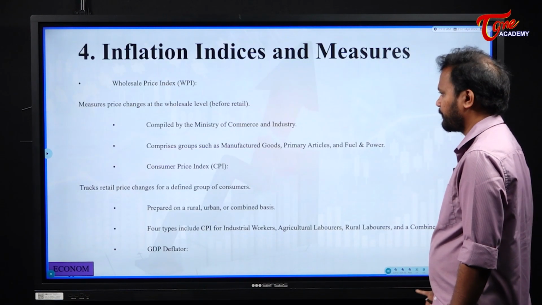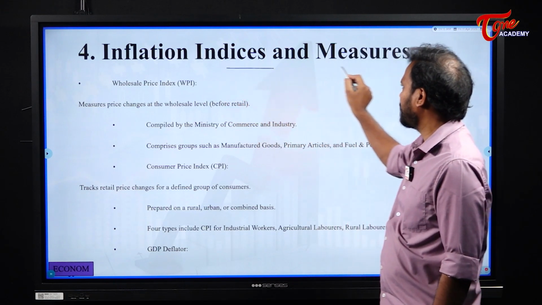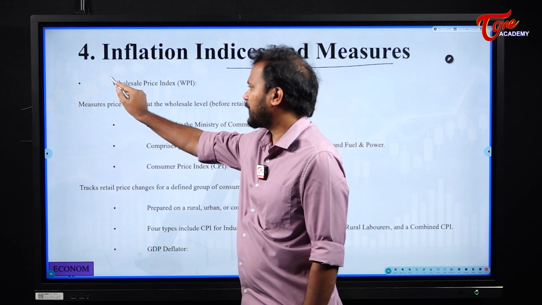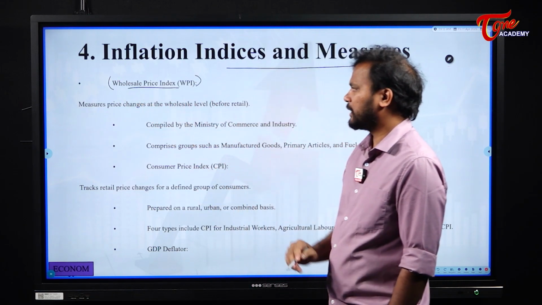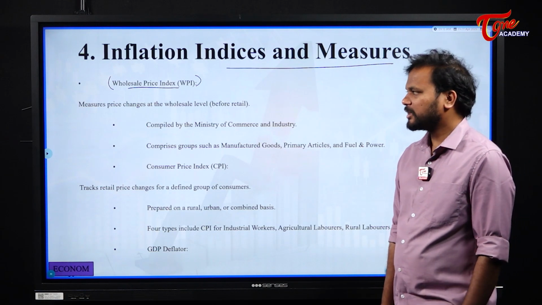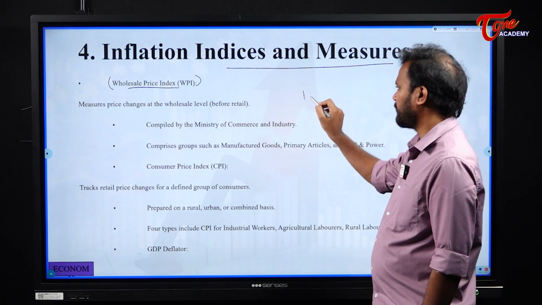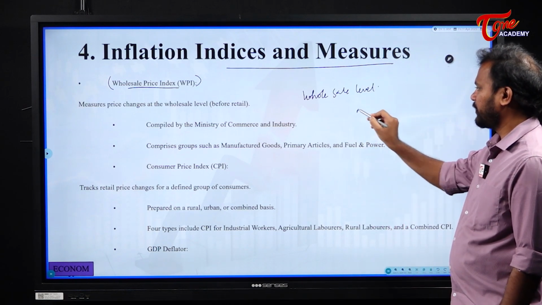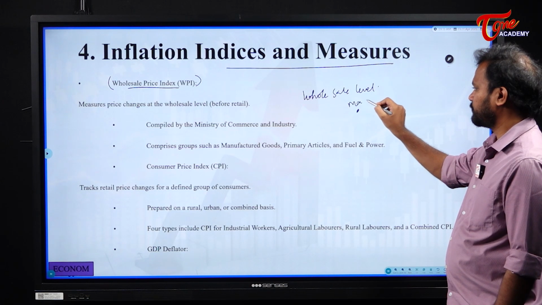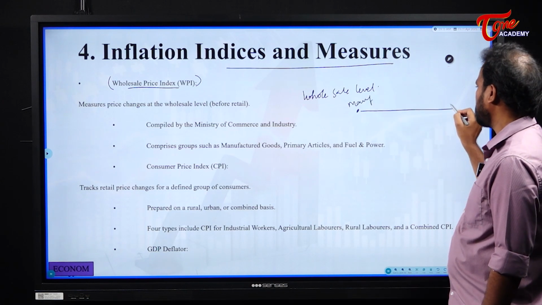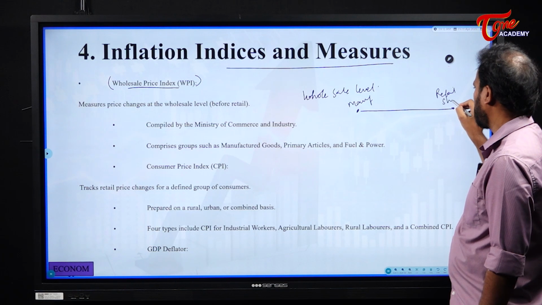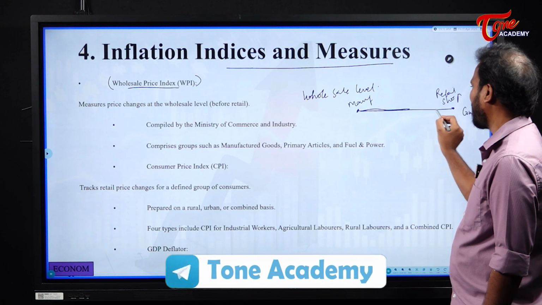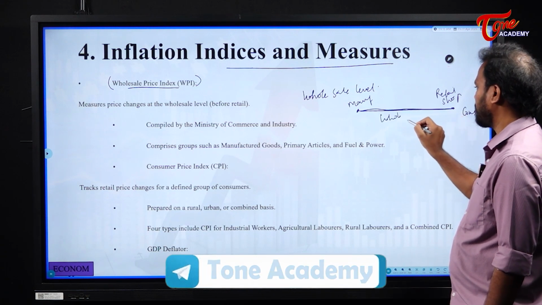Clear? Next, inflation indices and measures. The first one is the wholesale price index. The wholesale price index measures the price changes at the wholesale level. For example, this is the point of manufacture, now this is the retail shop, and after the retail shop, the consumer purchases.